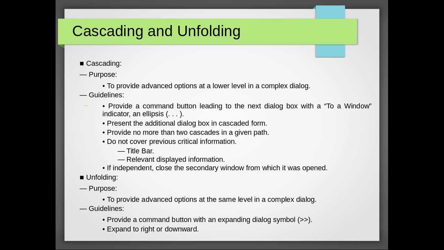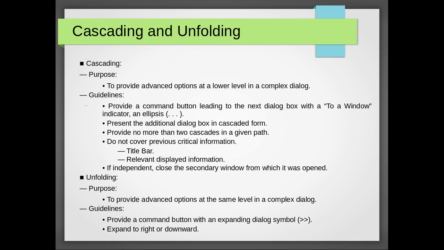Provide a command button leading to the next dialog box with a window indicator and an ellipsis. Present the additional dialog box in a cascaded form. Provide no more than 2 cascades in a given path. Do not cover previous critical information, such as the title bar and relevant displayed information. If independent, close the secondary window from which it was opened.